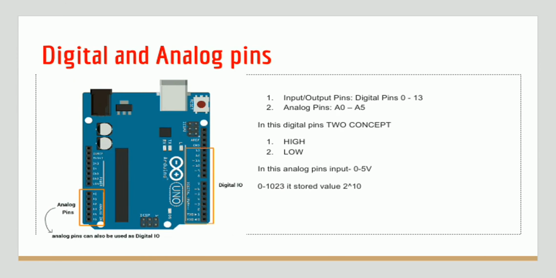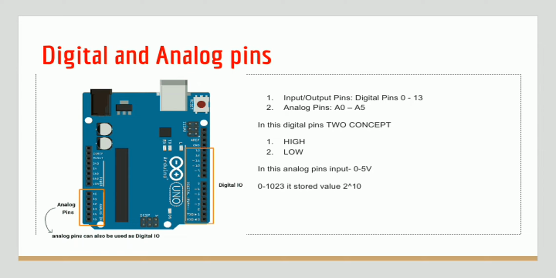In the Arduino board there are two types of pins, analog pins as well as digital pins. The digital pins carry zeros and ones, which means pulses, in high mode and low mode. 0 and 1. If I give 5 volts to an LED, it will glow. If I give 0 volts to the LED, it will turn off.